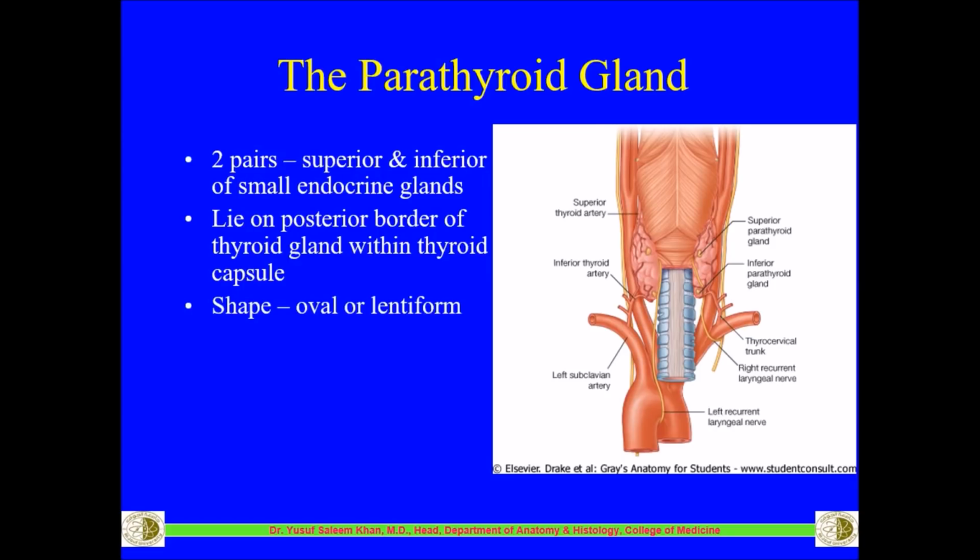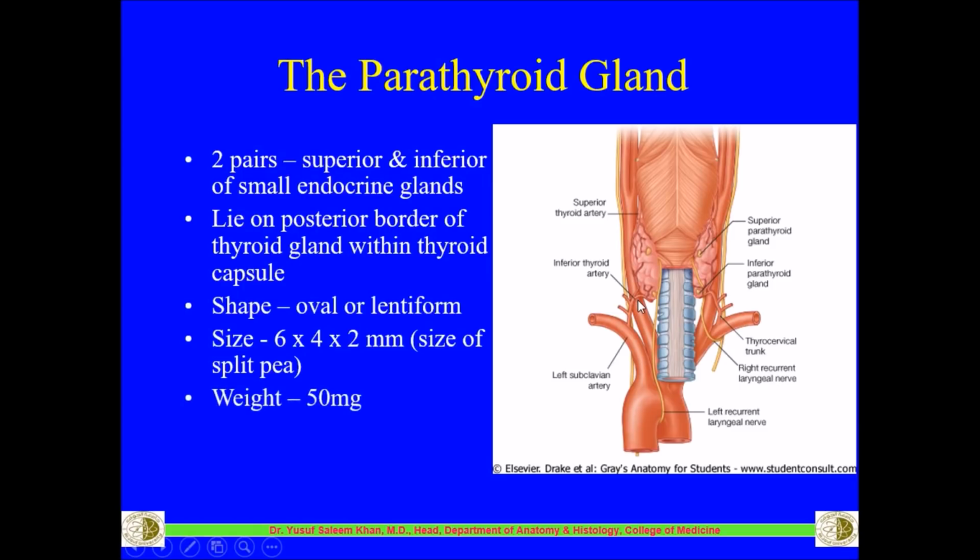The shape of this gland is oval or sometimes even lentiform. Small glands, very small, of the size of only 6 millimeters into 4 millimeters into 2 millimeters. That is, the length of this gland is just 6 millimeters, the breadth is 4 millimeters, and the thickness is almost 2 millimeters. So very small, the size of a split pea. Okay, so these are the parathyroid glands. Even though they are very small, they have a very important function. The weight is almost 50 milligrams.